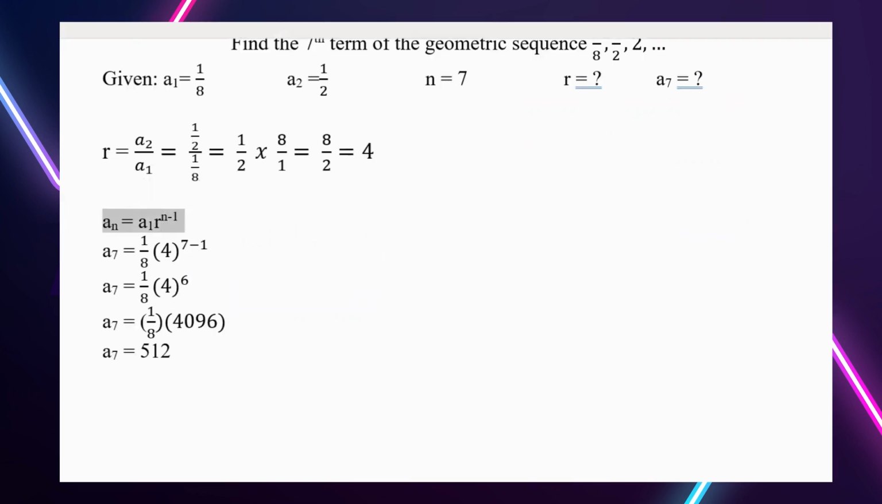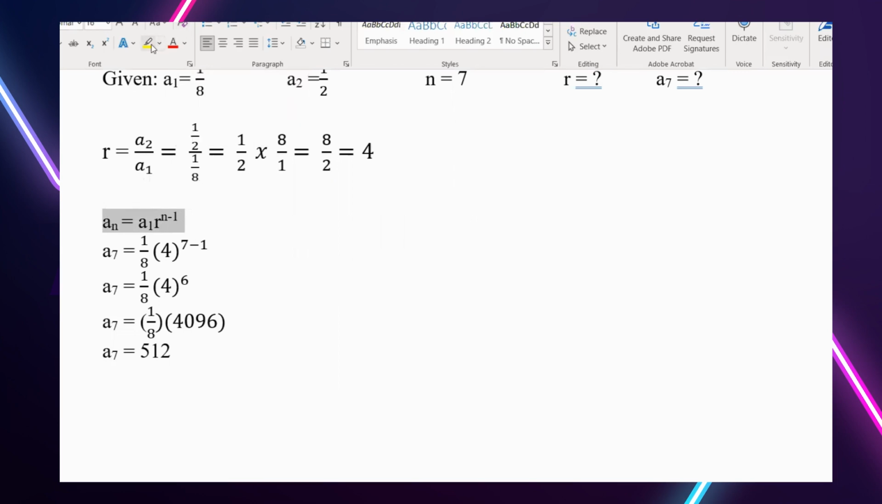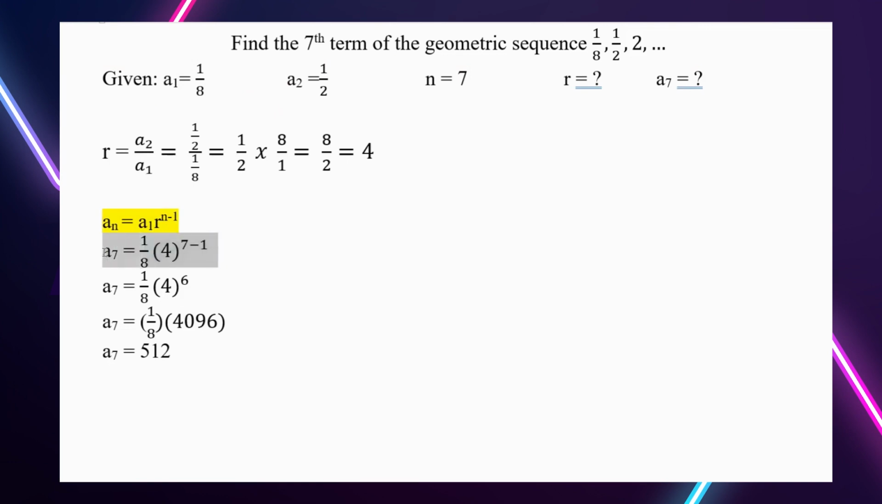Since we have already the value of the common ratio, therefore we can now get the value of the a sub 7 using the formula of geometric sequence. a sub 7 is equal to the first term times the common ratio raised to n minus 1. Let us substitute the value of a sub 1, r, and n to our equation. So a sub 7 is equal to the value of a sub 1, which is 1/8, the value of r, which is 4, the value of n, which is 7 minus 1. So 7 minus 1 is 6.